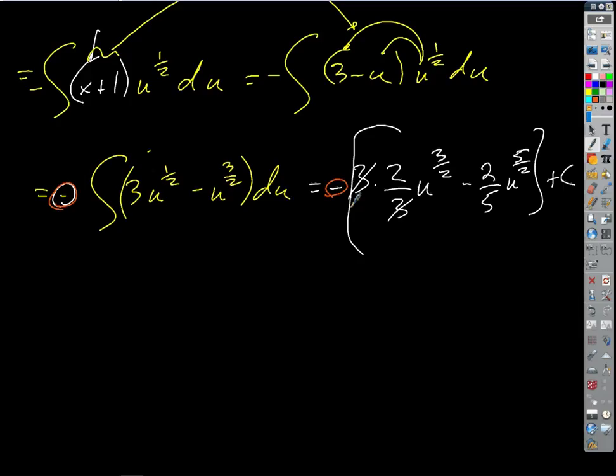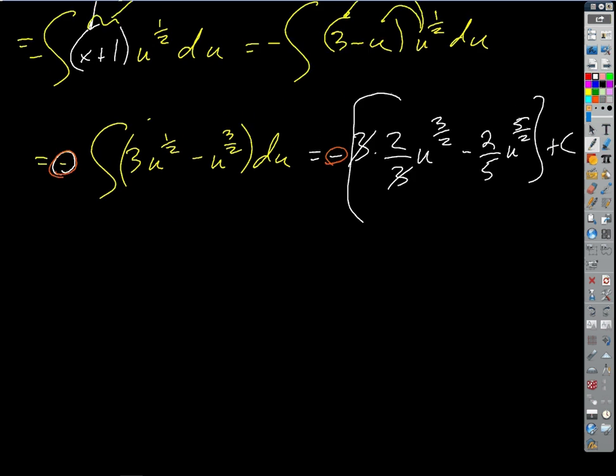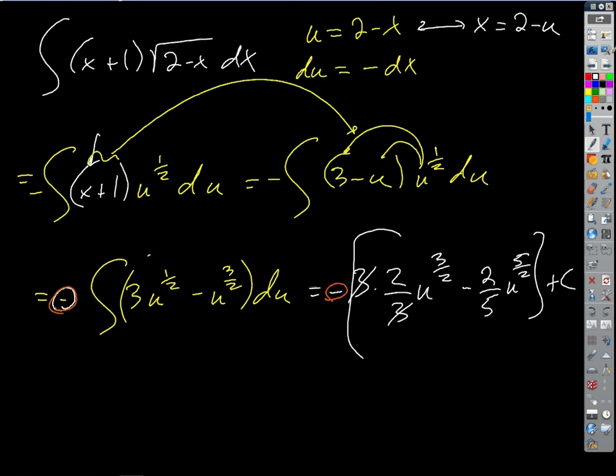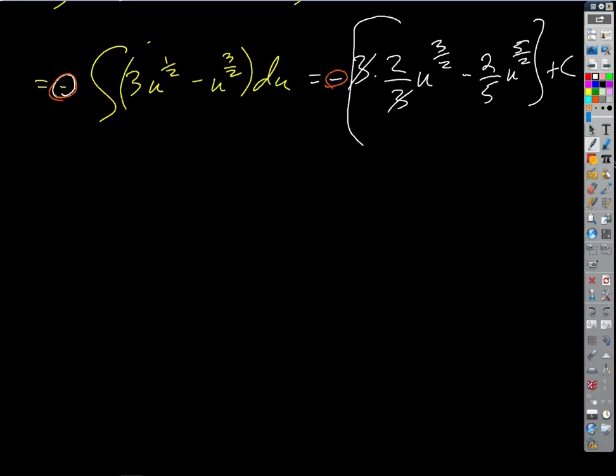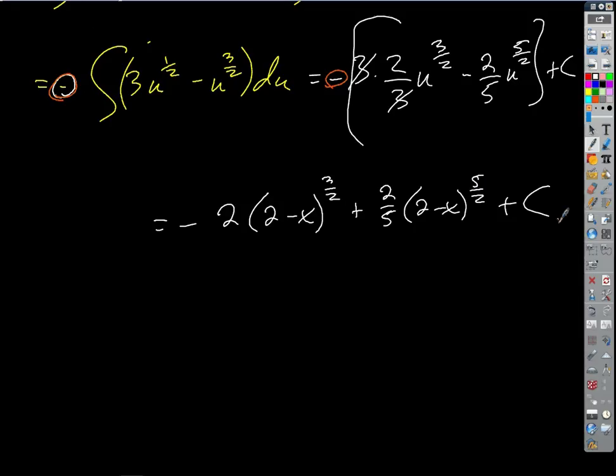Okay. So then what do we get? If we distribute the negative, all that's going to do is make this negative and that positive. So let's do that at the same time that we reverse the substitution. Now if I reverse the substitution, what is u equal to? That's just 2 minus x, right? So we just get negative 2 times 2 minus x to the 3/2. If I distribute this, I get a plus 2/5 2 minus x to the 5/2 plus some constant. That's our answer. Pretty ugly, but that's all right.